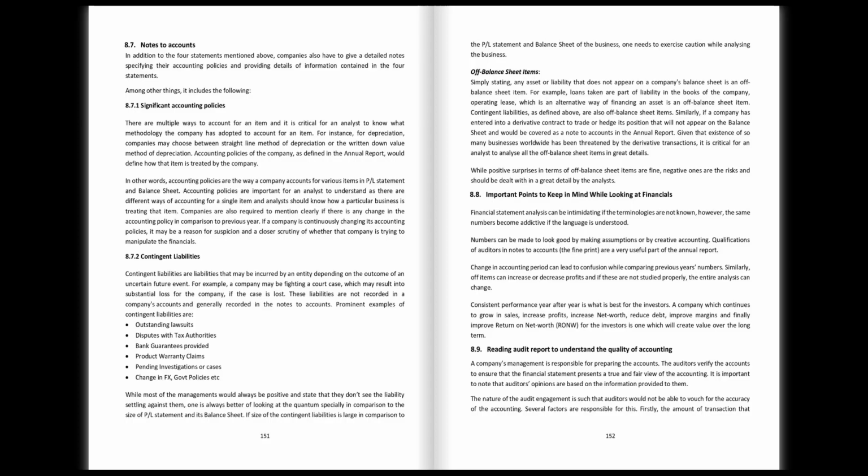Contingent liabilities. Contingent liabilities are liabilities that may be incurred by an entity depending on the outcome of an uncertain future event. For example, a company may be fighting a court case which may result in substantial loss for the company if the case is lost. These liabilities are not recorded in a company's accounts and are generally recorded in the notes to accounts. Prominent examples of contingent liabilities are outstanding lawsuits, disputes with tax authorities, bank guarantees provided, product warranty claims, pending investigations or cases, change in foreign exchange, government policies, etc.